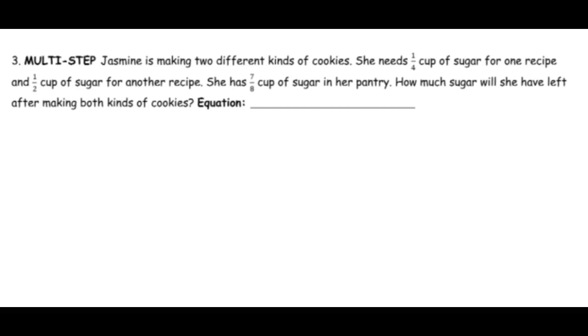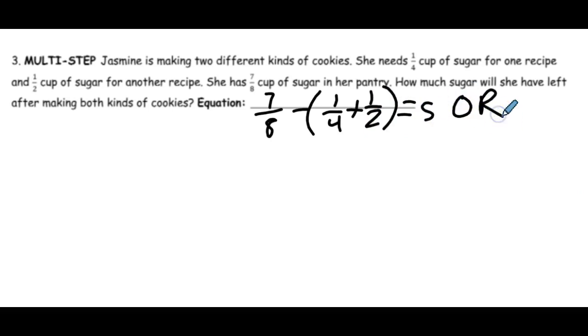You could write the equation 7/8 minus 1/4 plus 1/2 equals sugar, okay? Or you could have this equation, parentheses, 7/8 minus 1/4, parentheses, minus 1/2 equals sugar. Either one of those is going to do the same process, putting together the total amounts that you're adding and subtracting it from what she has, or taking what she has, subtracting the first amount of sugar for the recipe, and then the second amount of sugar for the recipe. Remember which way you need to write these when you go to solve, and you need to do both steps, okay?